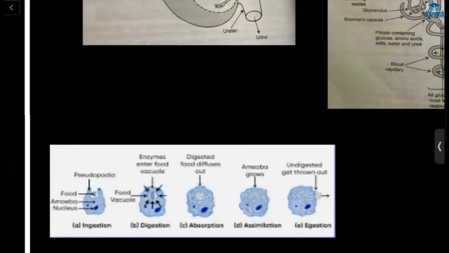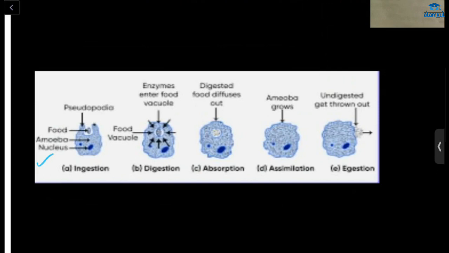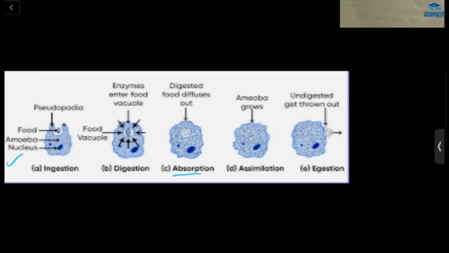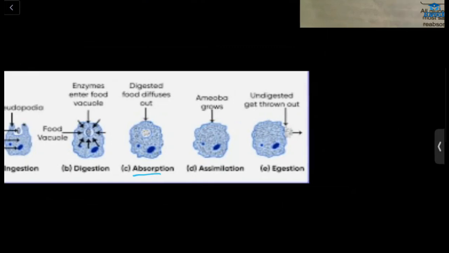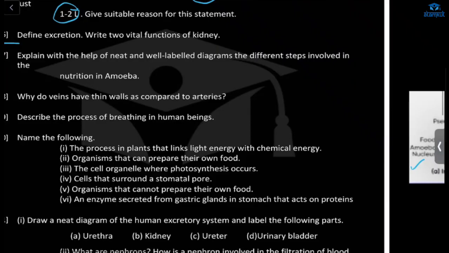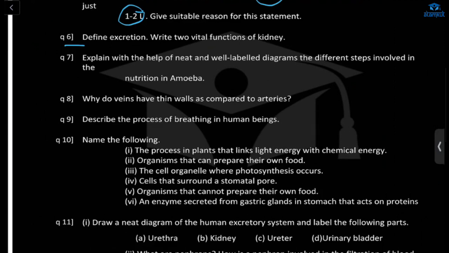And next, explain with the help of a neat and well-balanced diagram the different steps involved in the nutrition in amoeba. This one, right? What happens first? The pseudopodia will surround the food particle, and after that it will engulf it and form a food vacuole. Okay. And the enzymes will enter the food vacuole, and the food will be what? Digested, then absorption. And in assimilation, the food will be used and the amoeba will grow. And after that, the undigested food materials will be thrown out. That's all.